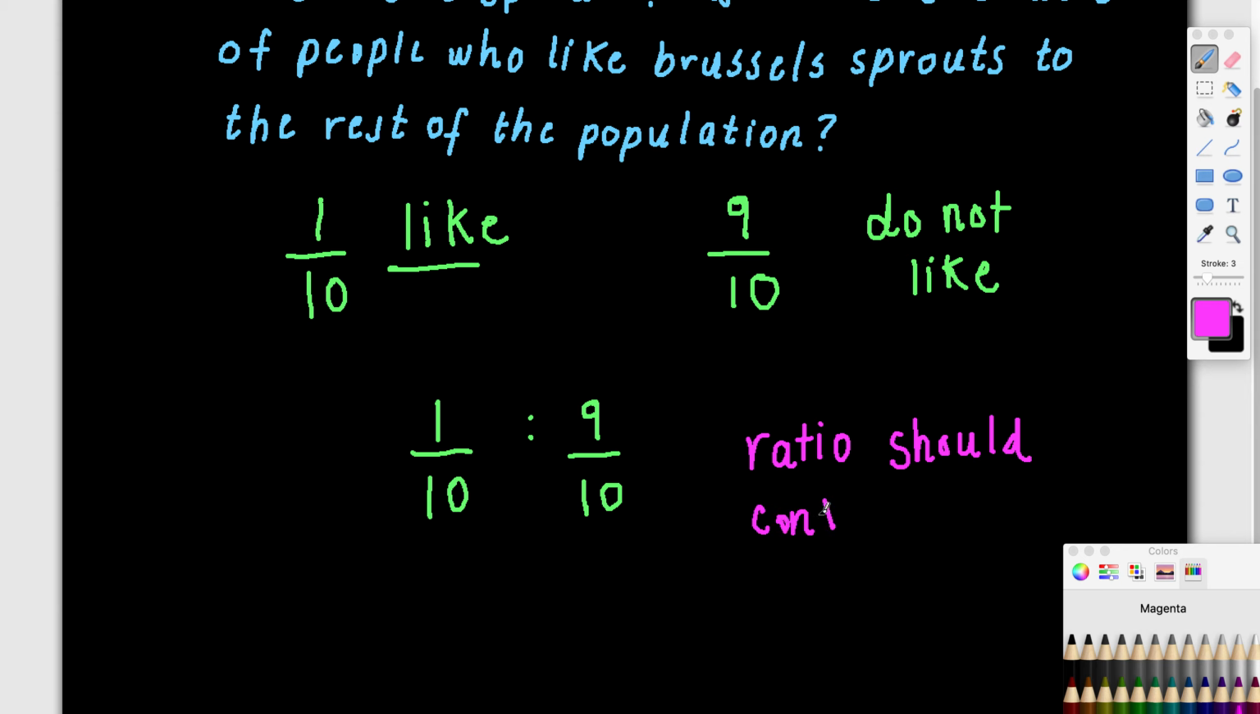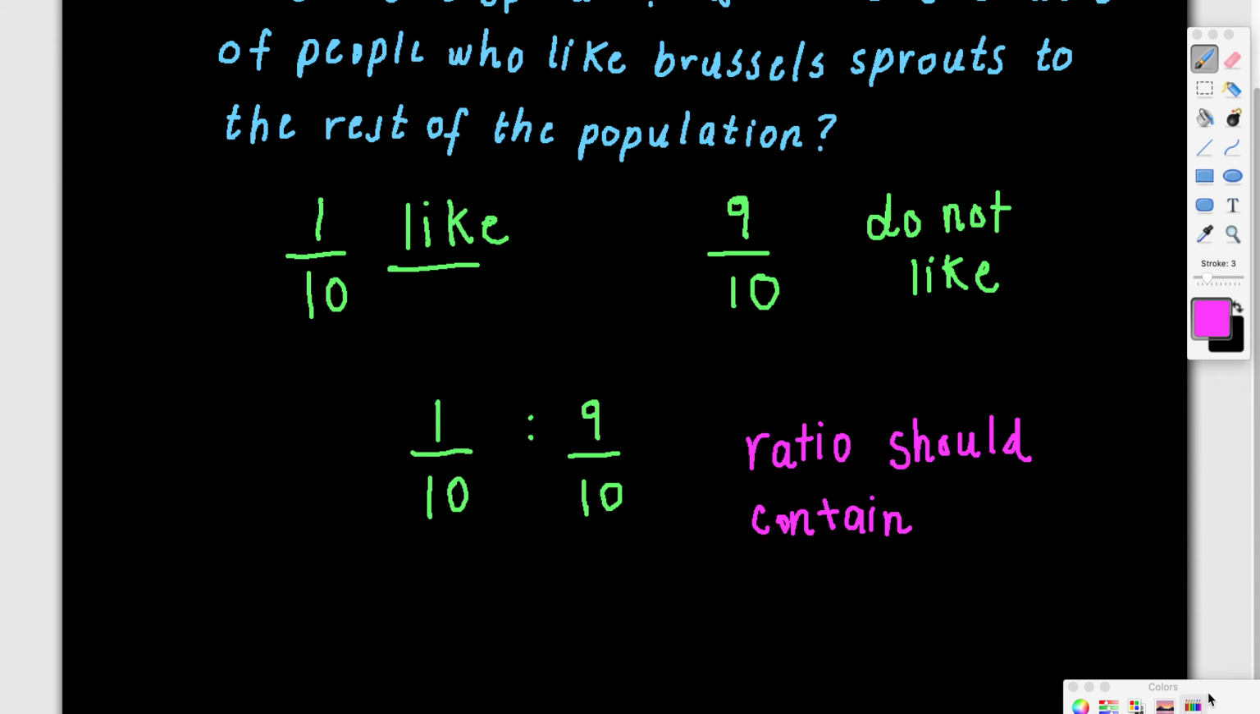Now, luckily for us, any fraction that you have, like we have here, that have the same denominator on both sides. Just finish writing this before I get to that.